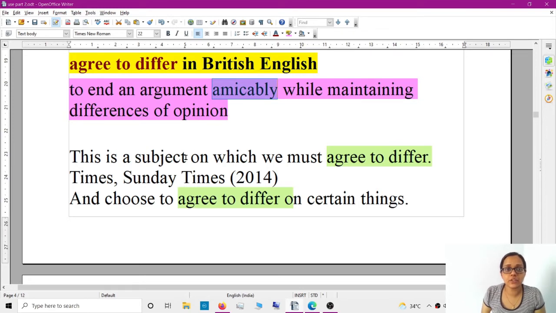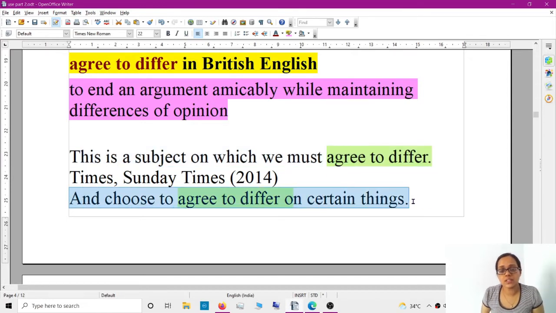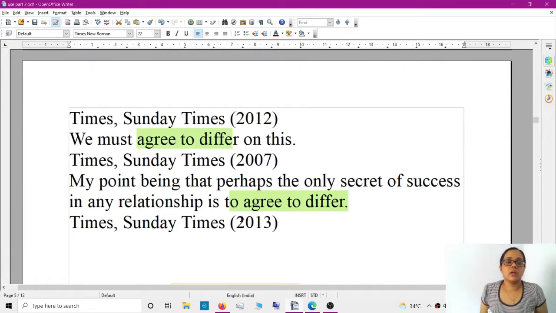So to end an argument in a friendly manner while maintaining the difference of opinion, agree to differ. The sentence is: this is the subject on which we must agree to differ, and choose to agree to differ on certain things. They want to end an argument, but they have different opinions. So we must agree to differ on this.